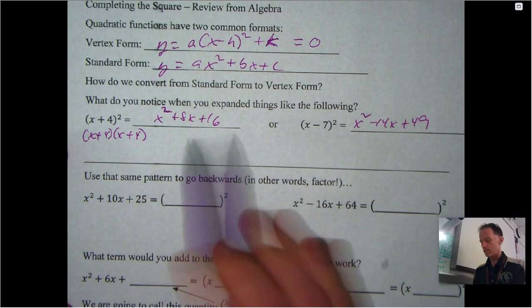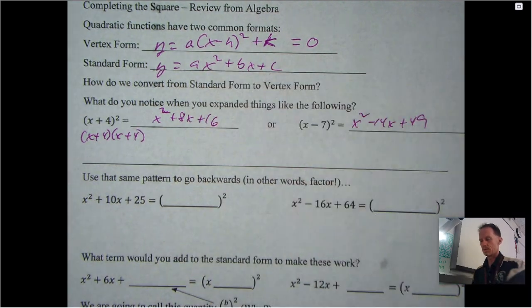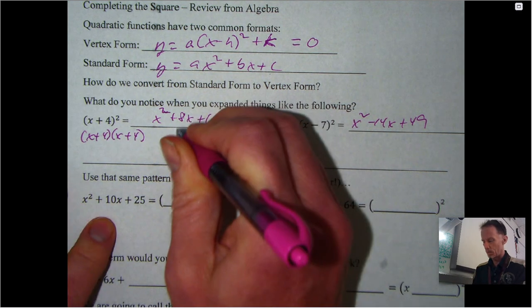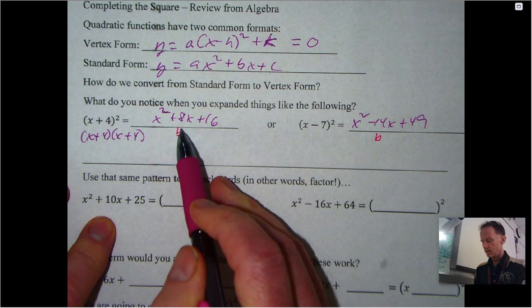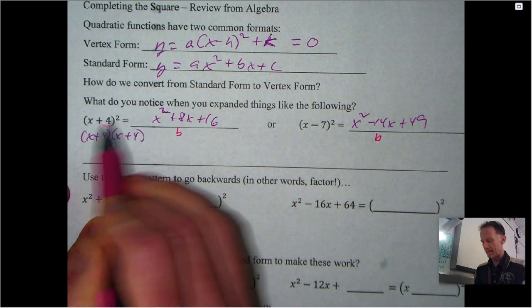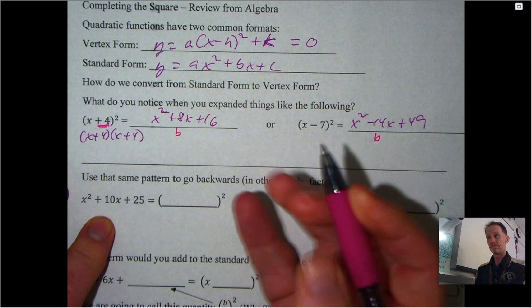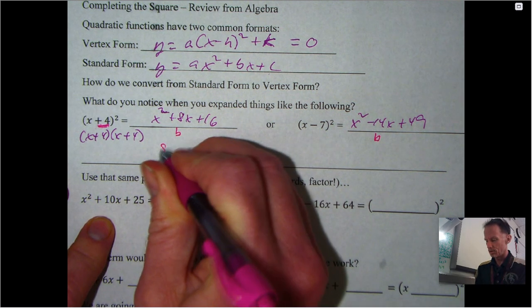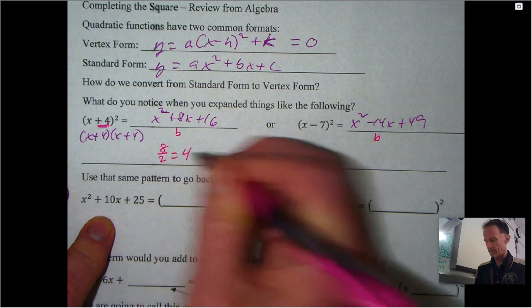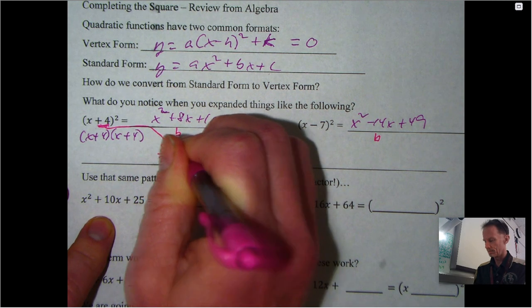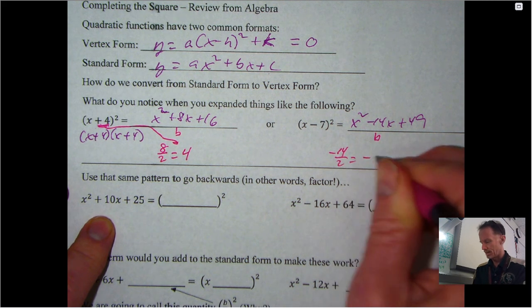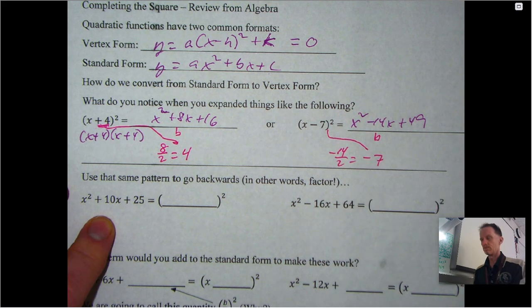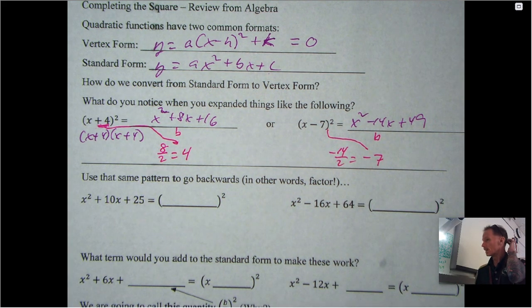Now, what do we notice about these things? The big thing I want you to notice is this b value. Once we have our standard form, notice my b value and what I have inside the parentheses: it's half. So if I do 8 over 2, that's equal to that 4. Same thing here, if I do negative 14 over 2, that's equal to negative 7, which is right there. So it's always going to be the same thing. Let's take that pattern and go one step further.